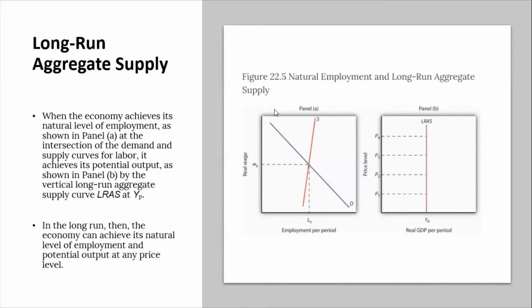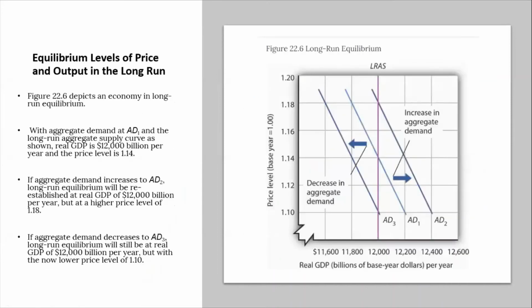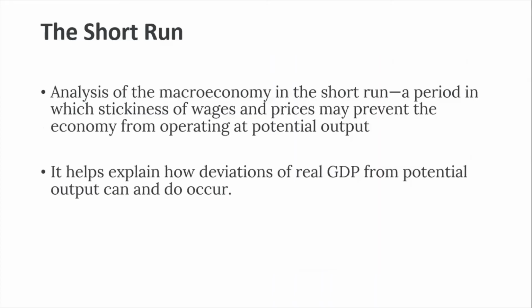In the long run, the economy can achieve its natural level of employment and potential output at any price level. So with aggregate demand at 81, real GDP is 12,000 billion per year and the price level is 1.14. If aggregate demand increased to 82, real GDP is still 12,000 billion per year, but at a higher price level of 1.18. If aggregate demand decreases to 83, long run equilibrium will still be at 12,000 billion per year with the new lower price level.